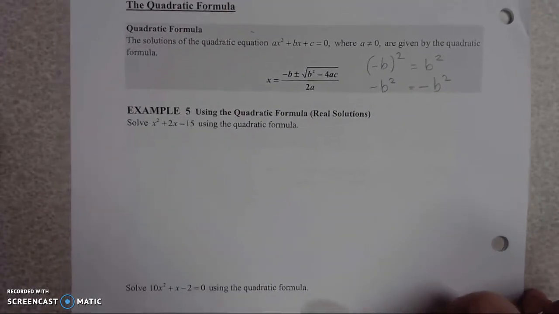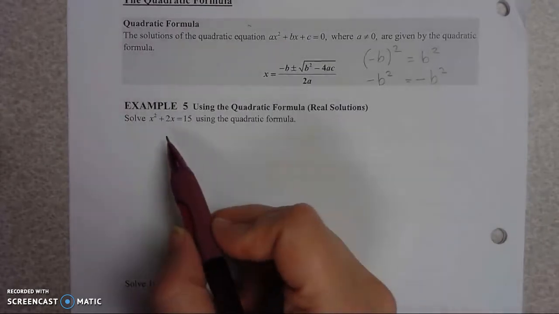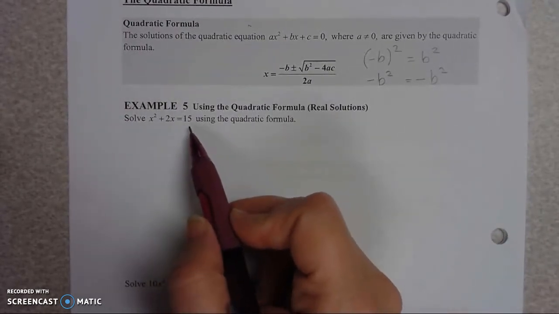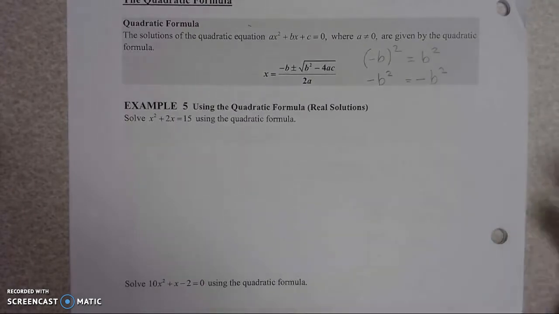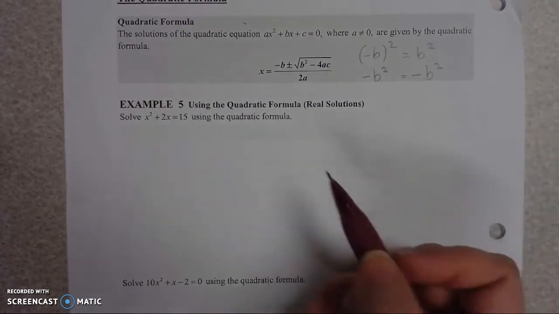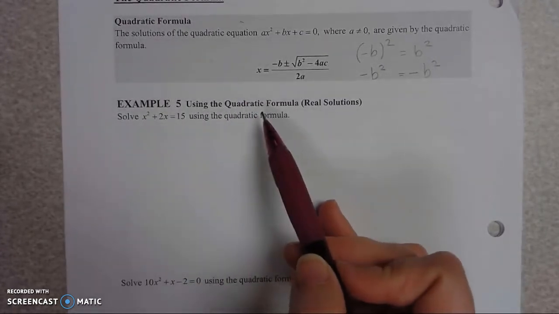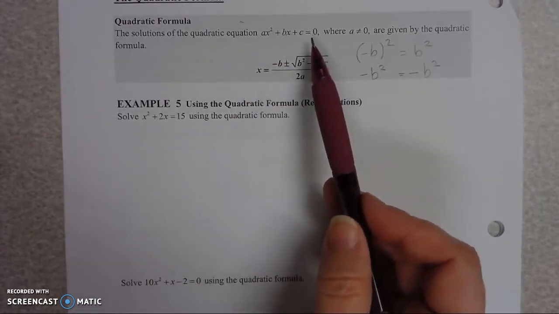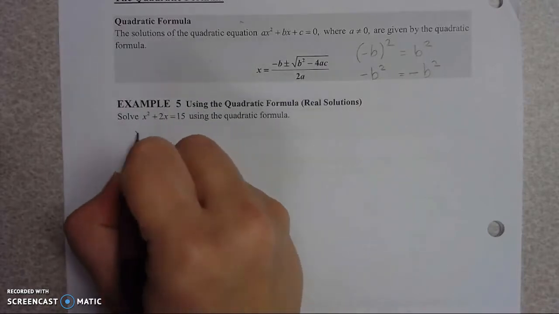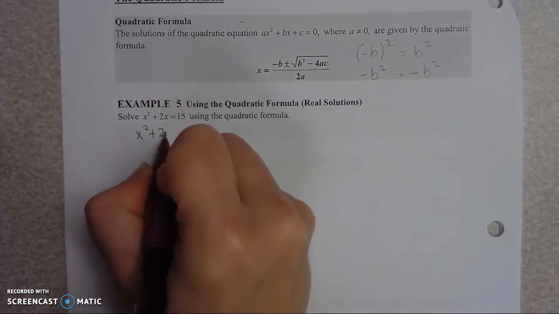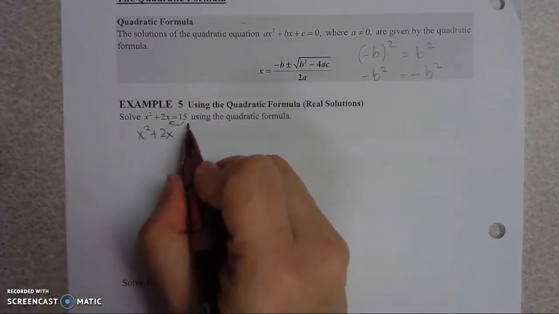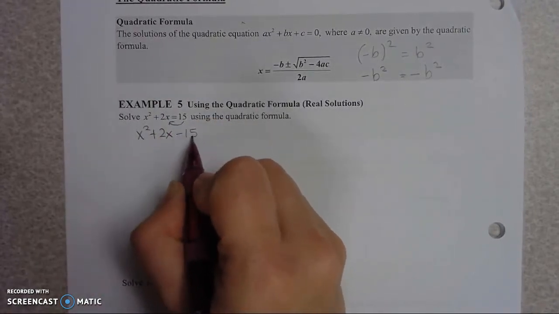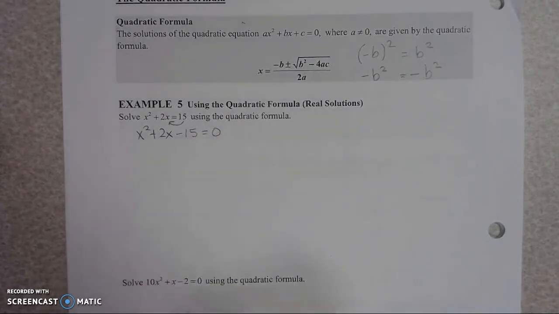Okay, let's look at some examples. I have x squared plus 2x equals 15. Now remember, before I can use the zero factor property and other properties, I want to have my equation in standard form, so that's set equal to 0. So I'm going to take my 15 and move it to the other side of the equal sign, and when I do that it becomes negative 15. And then there's nothing remaining on the right side.